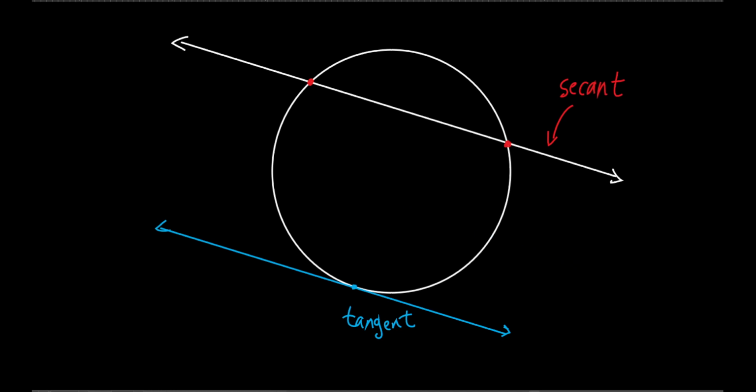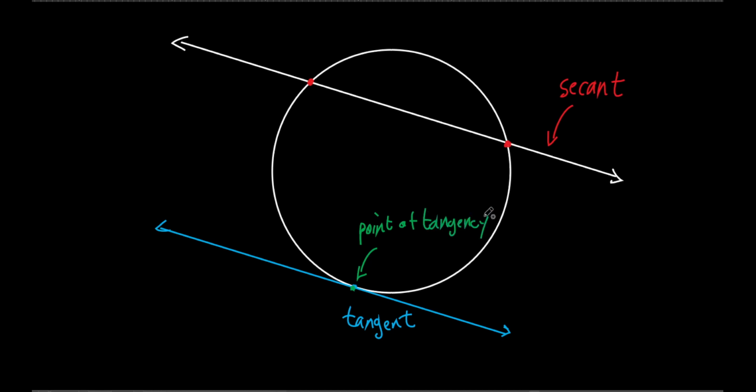Now we've got a couple things here. Let's change colors again. Do you see where it actually hits at that point? We give that a name. It's called the point of tangency.